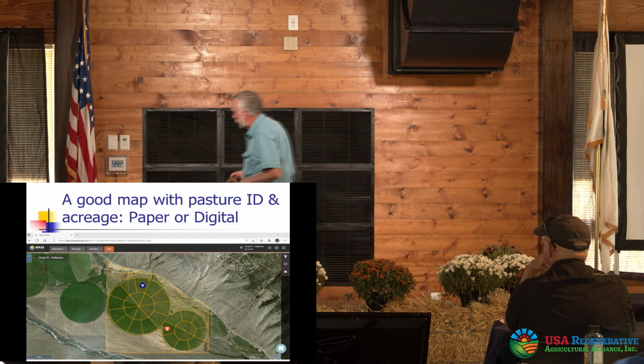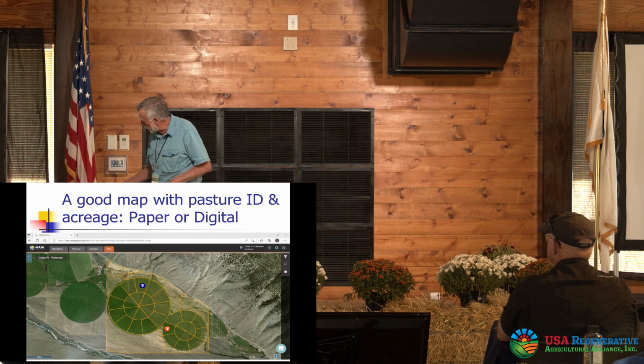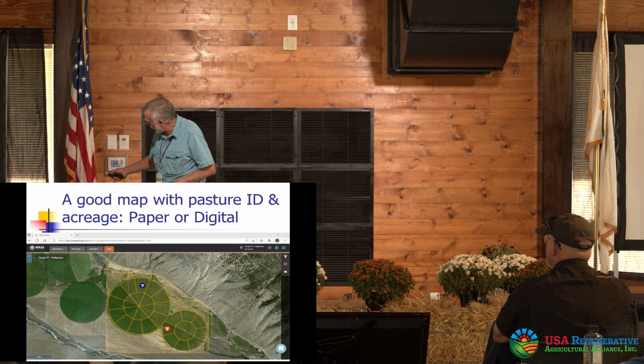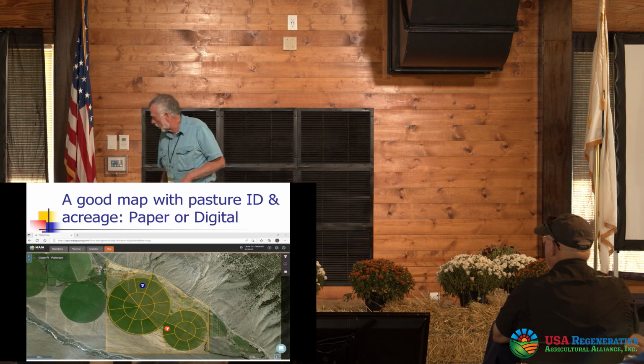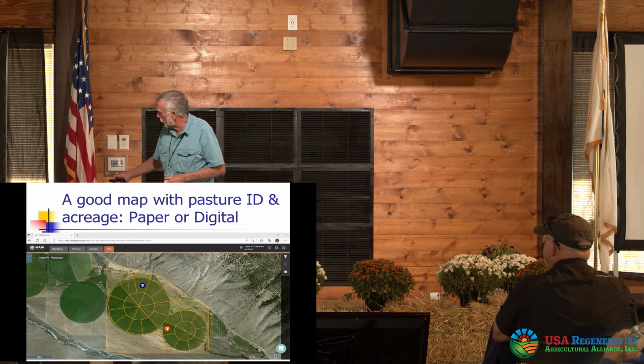Okay, so I use Maya Grazing, and these are the two pivots. This is the 300-acre pivot. This is a 150-acre pivot. This is flood irrigated land. This is desert out here. We also have rangeland up on the mountain here that we don't always use. But right now, this is my stocker herd.